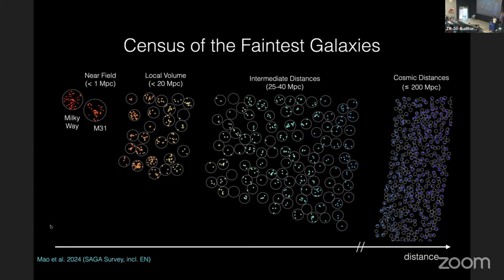This is a really beautiful image made by Yao Yuan Mao, which shows basically every Milky Way mass host we know about within roughly 40 megaparsecs. So that's each circle. And then each little dot within each of these circles is a satellite galaxy. Of course, we've only detected the faintest of these satellites within the Milky Way. These are ultra-faint dwarfs. But you can see that the data is growing, particularly at larger distances outside the local volume.